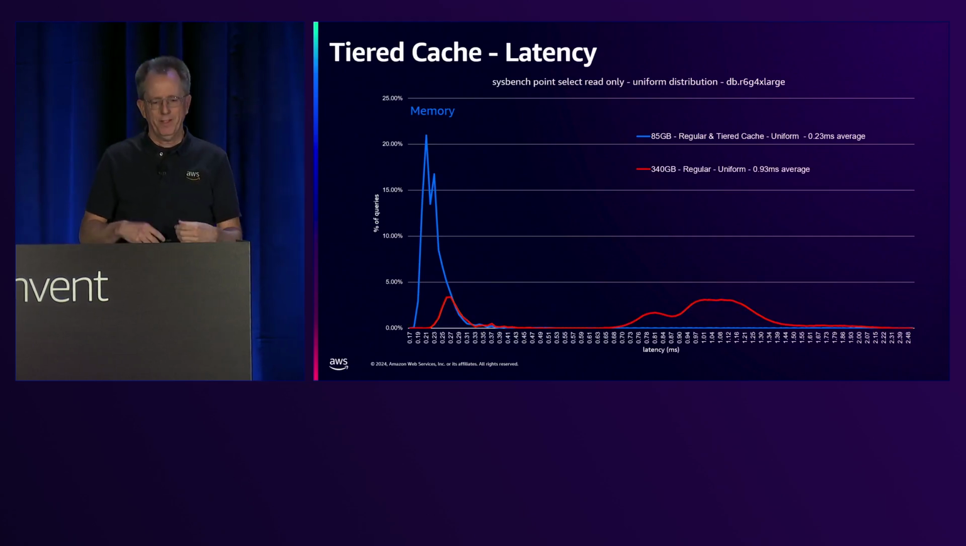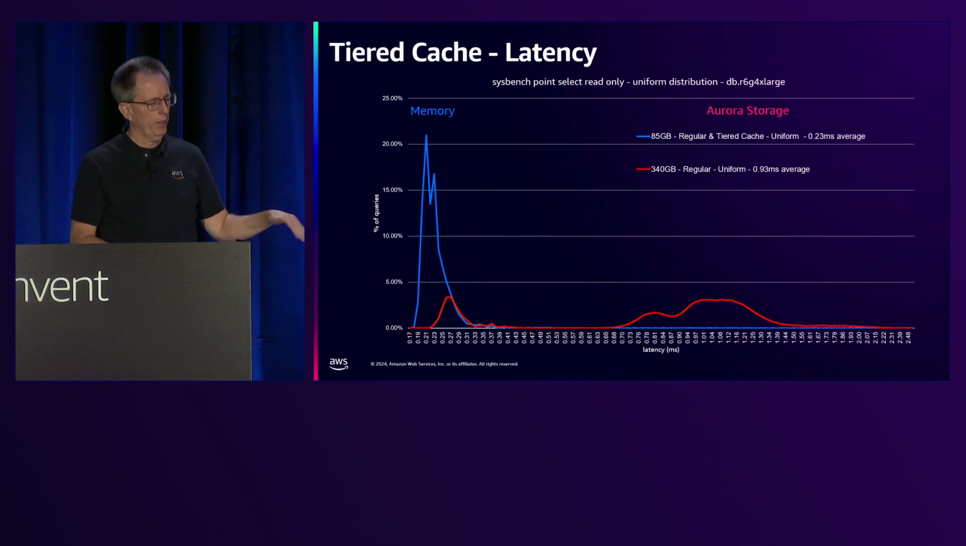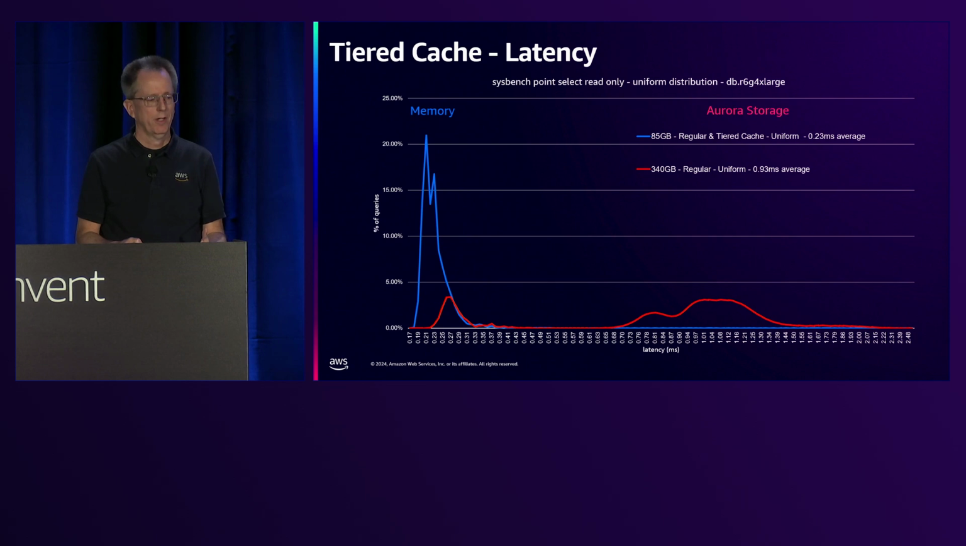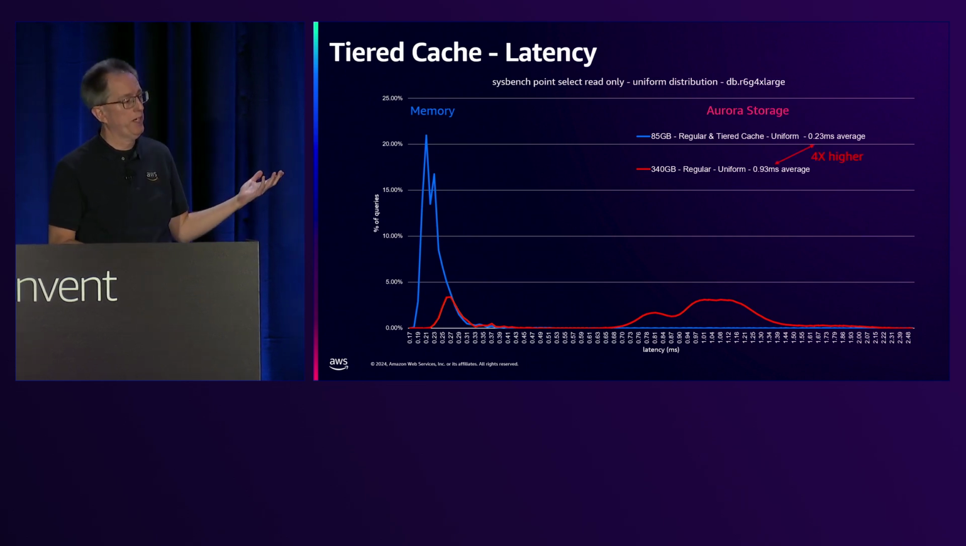But let's say we quadruple the size of our working set, right? We got a lot more data now. We're at 340 gig, still touching everything, right? What we see now is that we get a lot more latency at that bottom end because some of this is coming from storage. And so our latency actually jumps up by quite a bit, 4x higher, right?